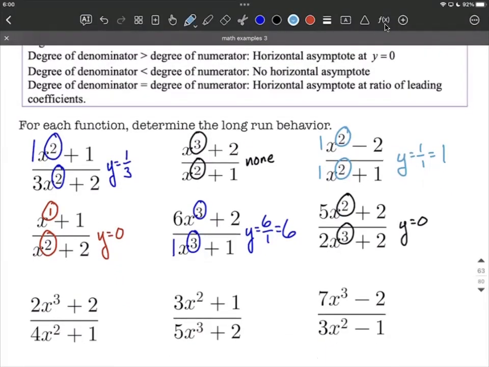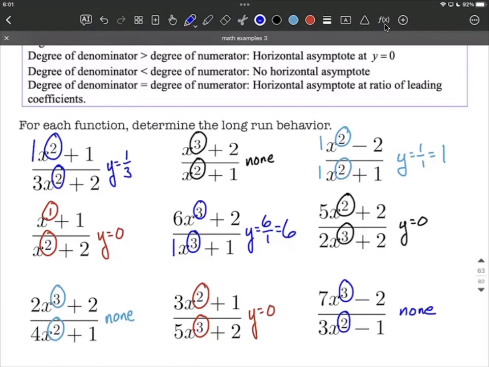Continuing on here, bottom left, we're looking at 3 and 2. This time the numerator has a bigger degree, so we say we don't have a horizontal asymptote. Again, this may be a slant asymptote or oblique asymptote, but we're not going to worry about that. In the middle, we have 2 and 3. The denominator is bigger. That's automatically y equals 0. And then finally, we're comparing 3 and 2. The numerator is bigger. This is where we say we don't have a horizontal asymptote.